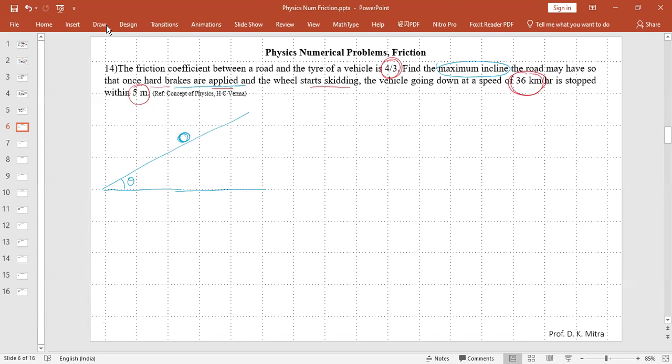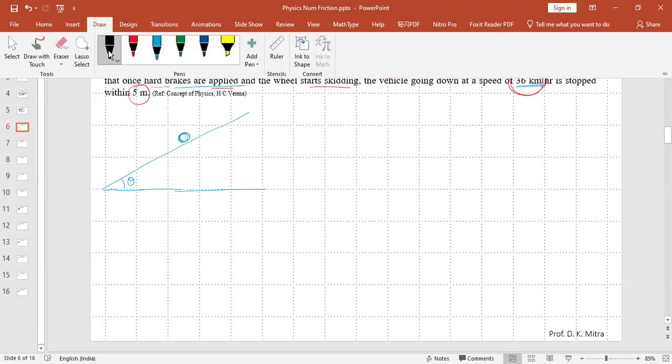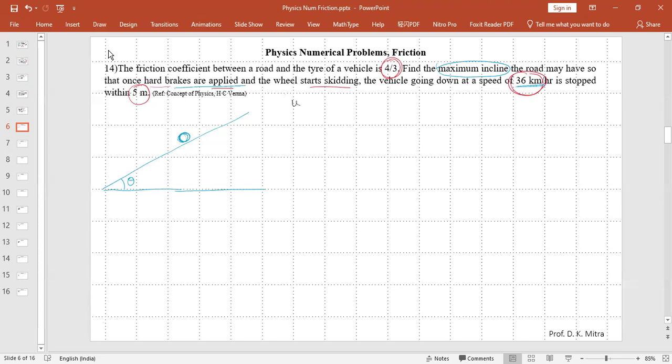The car will slide down, and it says the car was coming with a speed of 36 kilometers per hour. That means the car had an initial velocity of 36 kilometers per hour, which is equal to 36,000 meters in 3,600 seconds. So the speed was 10 meters per second. We have to bring everything into the MKS unit.